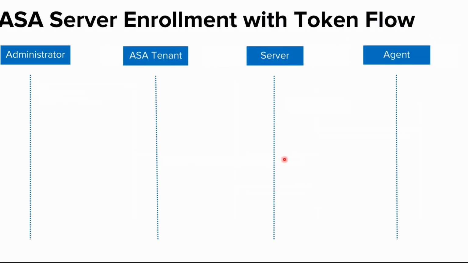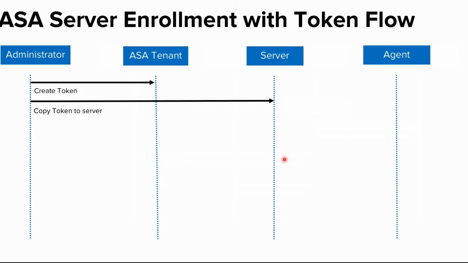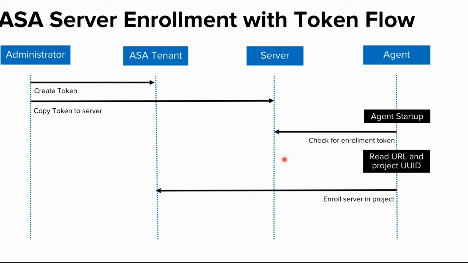With an enrollment token, as an admin, you first go into your ASA tenant and create an enrollment token. And then you're going to copy the token onto the server. So when the agent starts up, it's going to go look for that enrollment token and grab from the enrollment token the tenant and project ID. And then it'll enroll the server in that project and store the server's identity information on the server there.